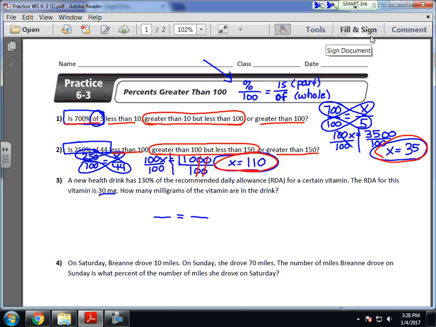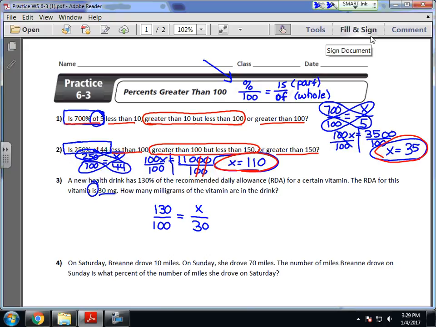I'm going to set it up just like I always do. Now I know that the percent goes above 100. Do I have a percent? I do, the 130. Now we have to make the decision about where the 30 goes. Now I know right away you're looking at the is and you think that that's going to tell you that it goes on the top. It's not the way it works for this one. The 30 is actually going to go on the bottom because it's the whole. The RDA for this vitamin, it's 30 milligrams. We need to find how many milligrams of the vitamin are in the drink. So the 30 is actually going to go on the bottom as the whole, and the X will be the part.